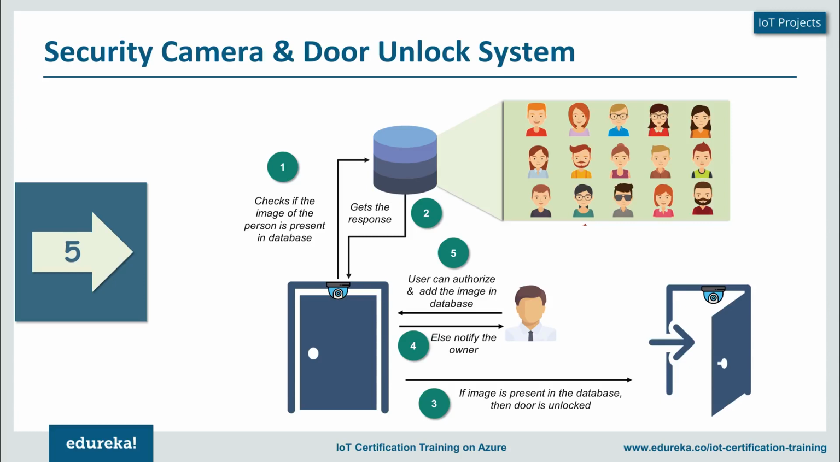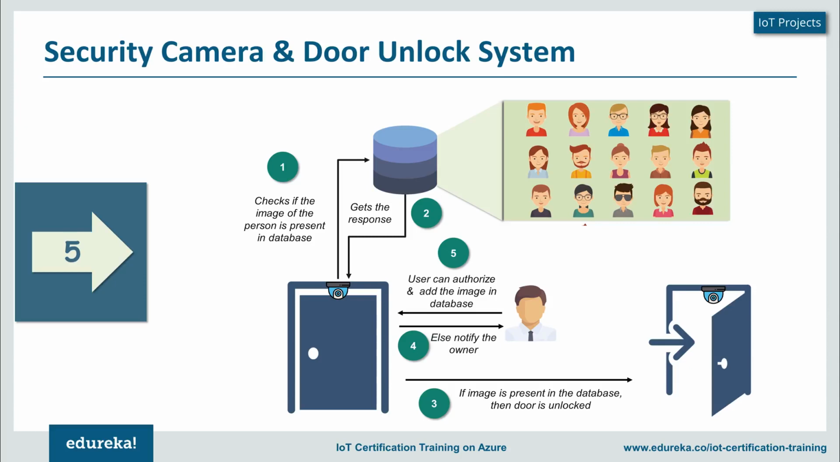Now, an evolution to this is that if it does not find the photo of that person, it can notify the concerned person that so and so person is trying to access this door. Would you like to authorize this person and add his information to the database, or would you like to deny the access to this person as well?